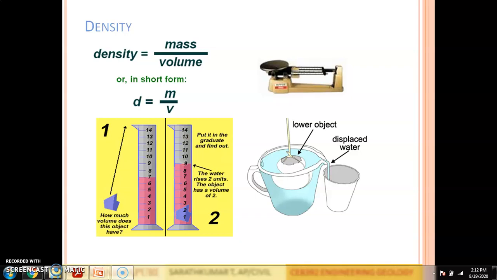So the weight of water displaced will be equal to the volume of water displaced, which will be equal to the volume of the mineral. So in this way also, if you don't have a measuring jar, you can easily find the volume of the mineral. Once you know the volume of the mineral, if you calculate mass divided by volume, it will give the density of the mineral.